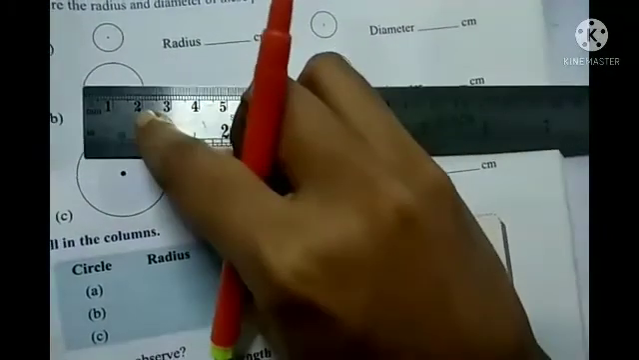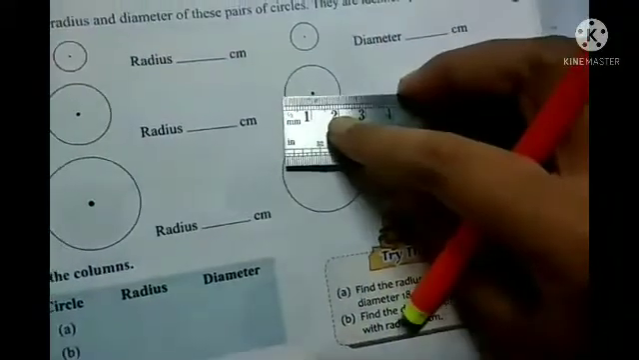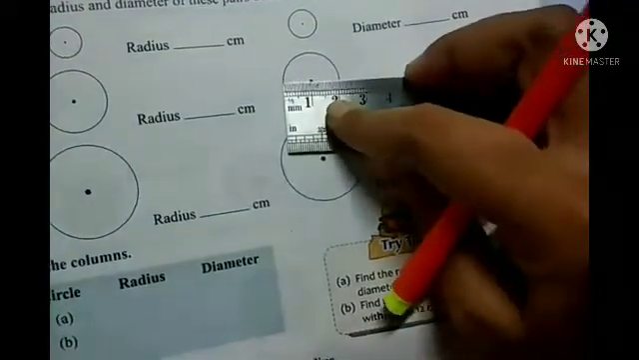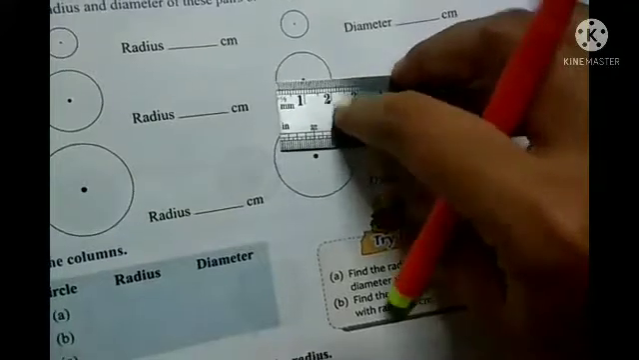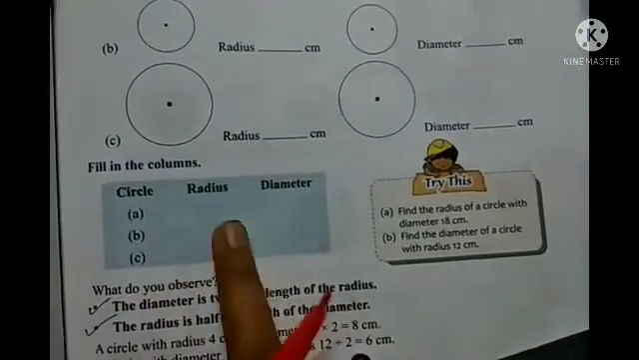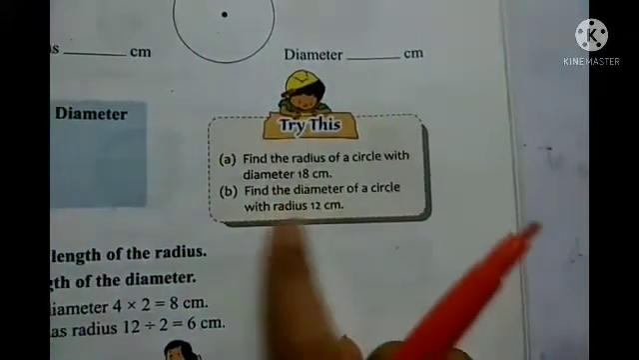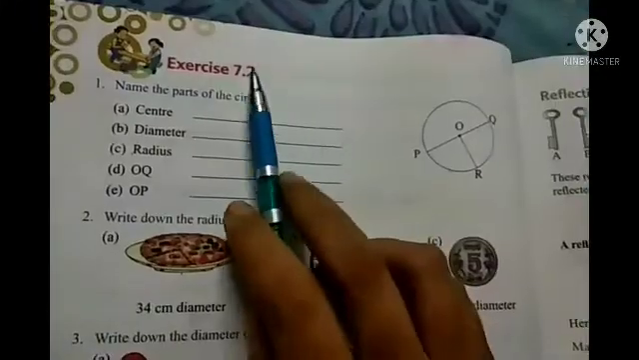Okay, so if it could be 2, then the radius will be half of it, and the diameter again you see is 2 centimeters. In this way you have to measure, and then you have to fill in the columns. Okay, you have to write radius. Also you see there is a "Try this" section, here 2 questions are there, so try to make it.